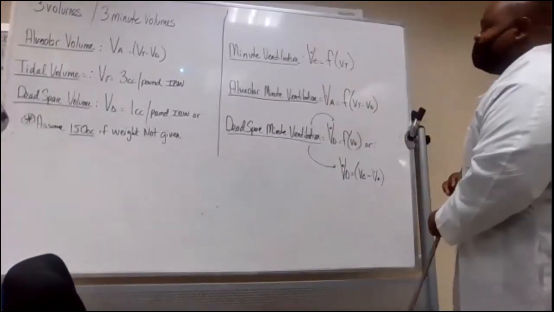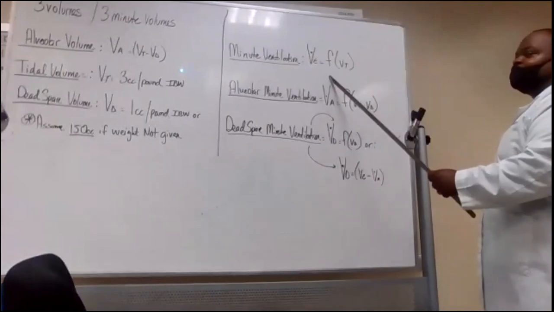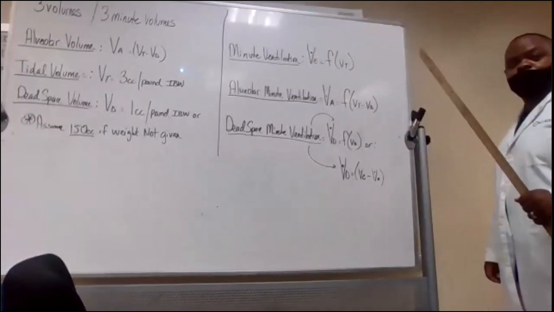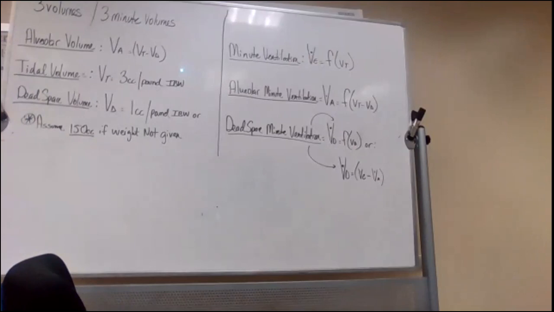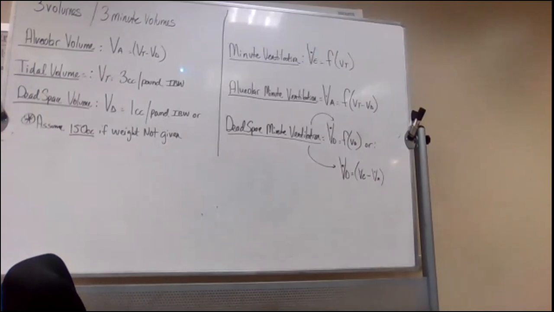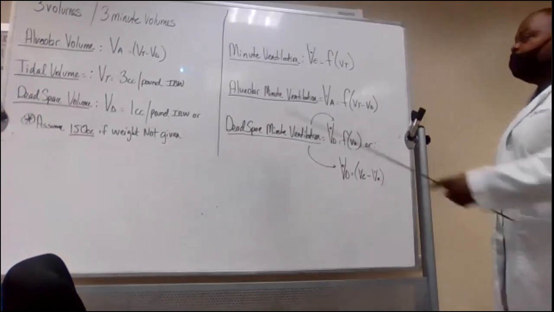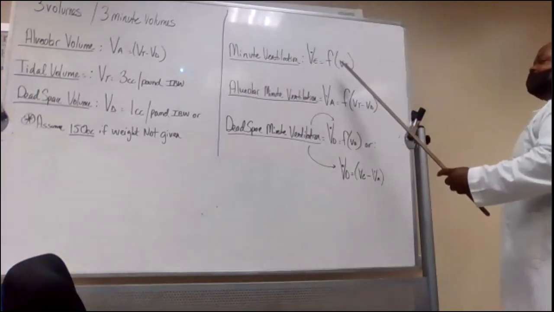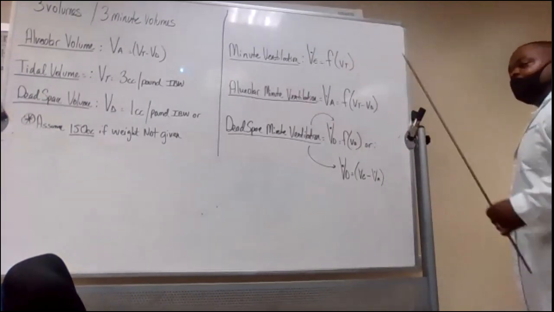Regular minute ventilation is frequency times tidal volume. Okay, you take that tidal volume you found and multiply it by the frequency. And that will be how much volume he's moving in 1 minute. Minute ventilation is frequency times tidal volume.